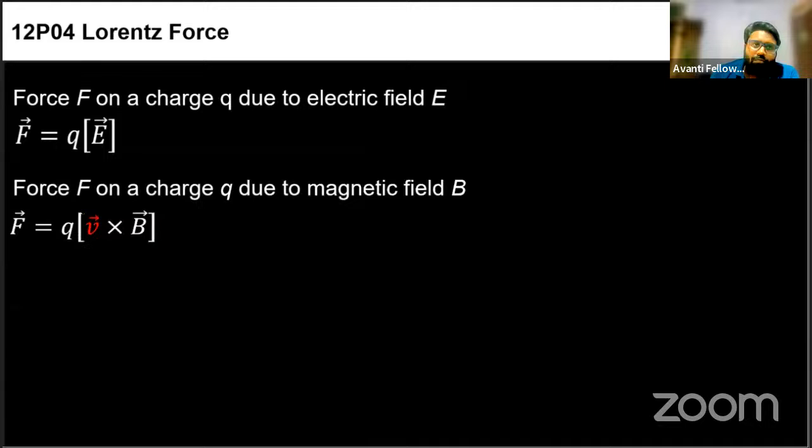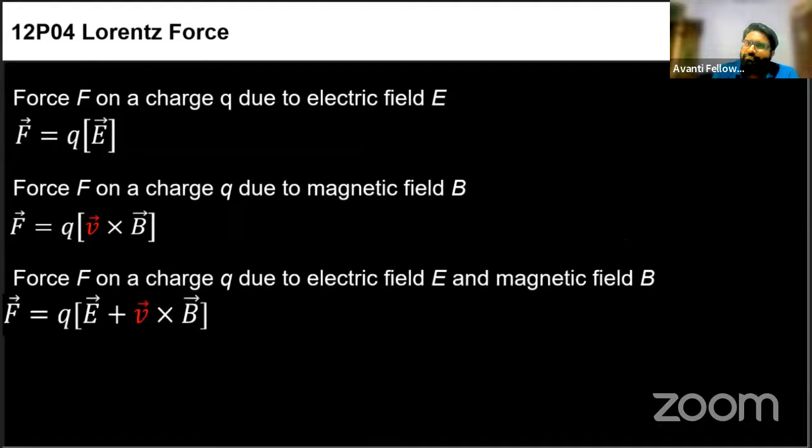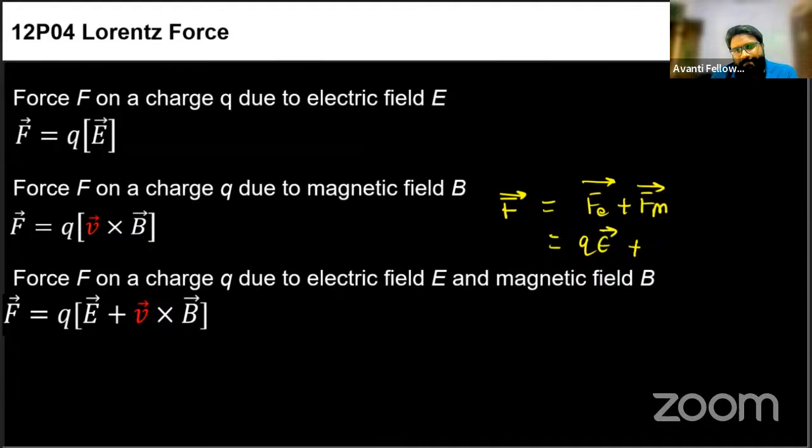Now what is the force on charge q due to the magnetic field? It is q into v vector cross B vector. What is the combined force? The combined force is given by, I wrote it directly, let me write it here and show you. F vector is given by F electric plus F magnetic. F electric is q into E vector plus F magnetic is q into v vector cross B vector.